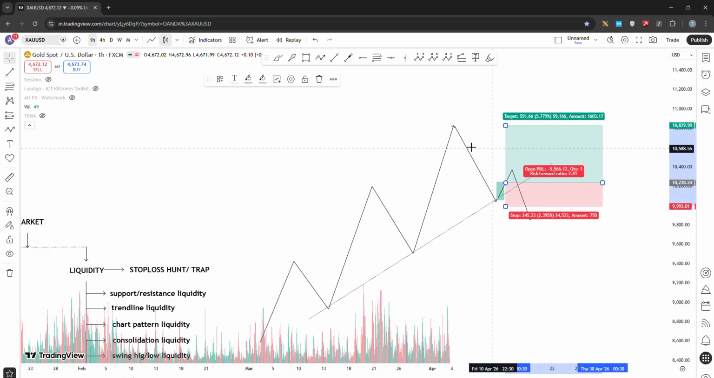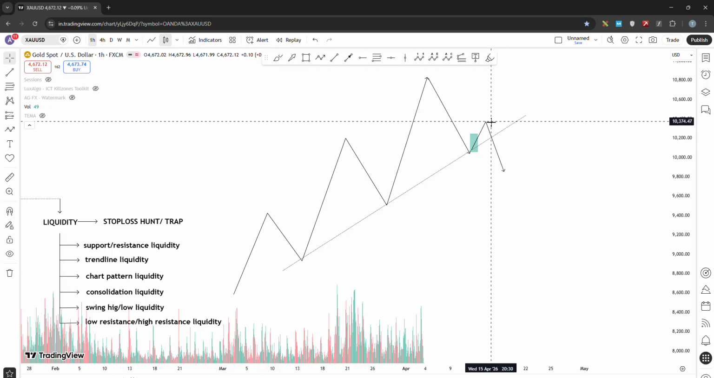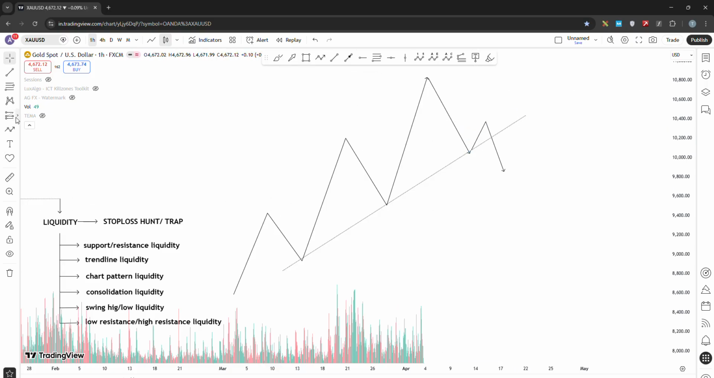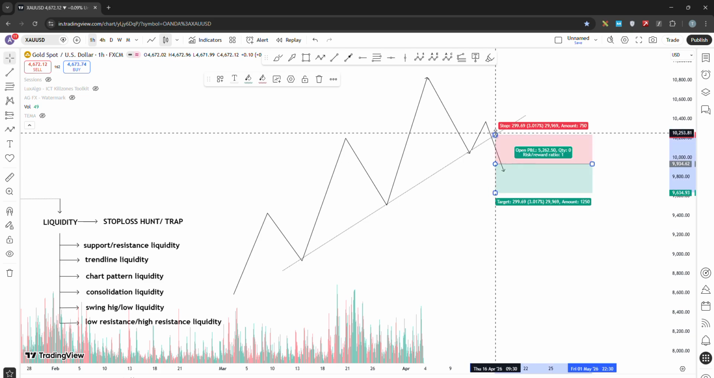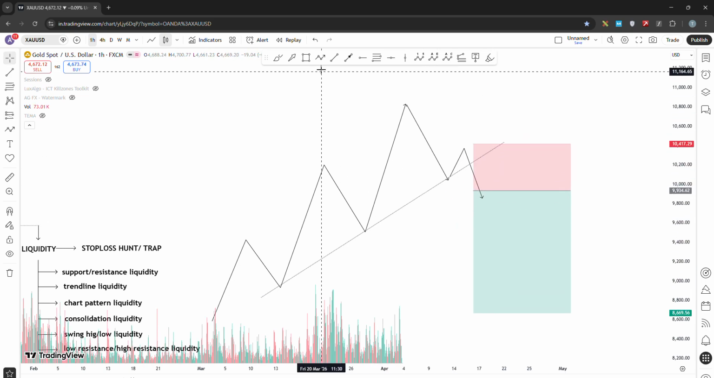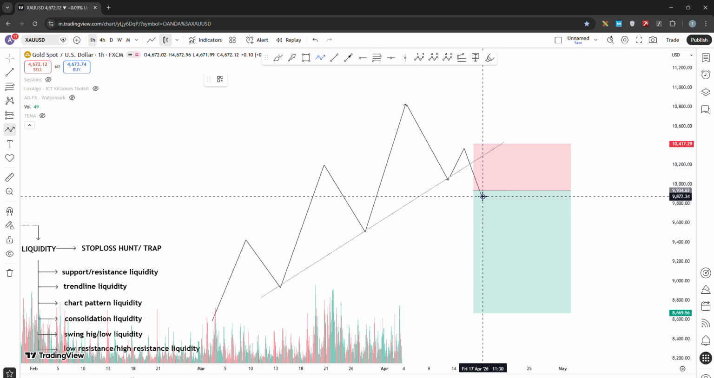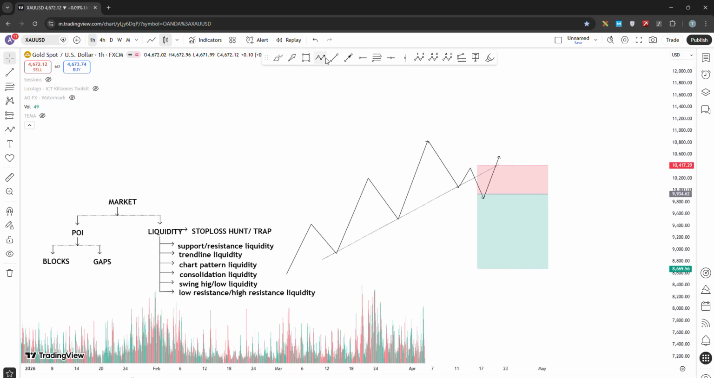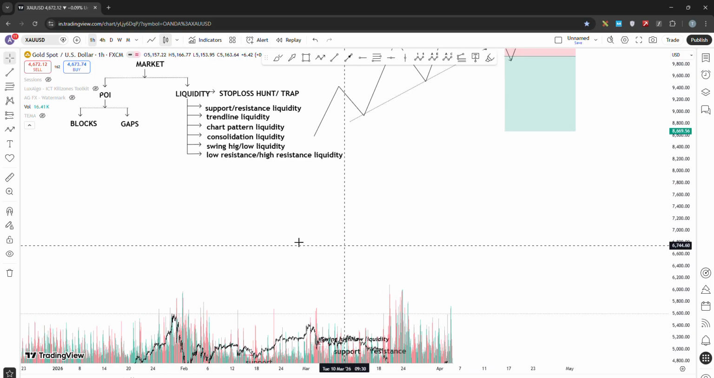And once they're taken out, now the trend line has been broken to the downside, right? So what will happen is the sellers will come into the market and they will try to sell it, stop loss above the high, targeting the lows, but unfortunately they will also be taken out because this is just a trap. So this is what a trend line liquidity looks like, and after that market will continue in its direction to the upside. Okay, so this is what a trend line liquidity is.